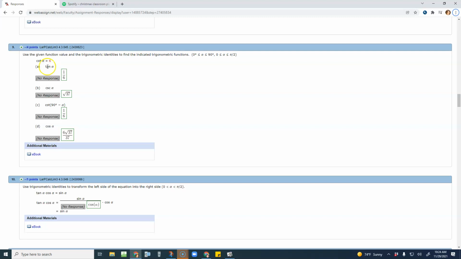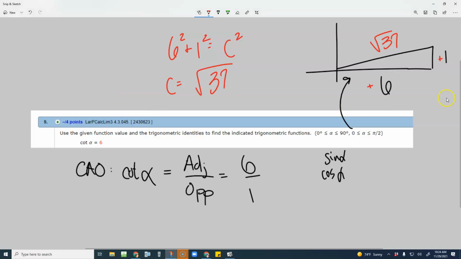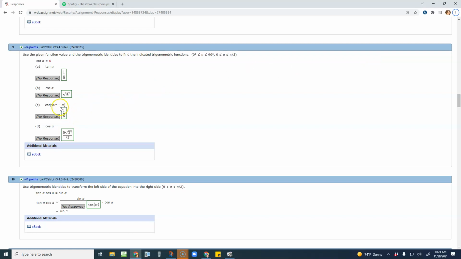Oh, they're not even asking me for everything. Tangent just says flip it. I could do that. Cosecant says, what's the hypotenuse over opposite, which is just 1. And then you can fill in.